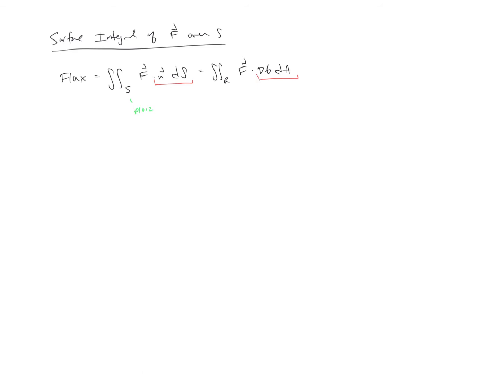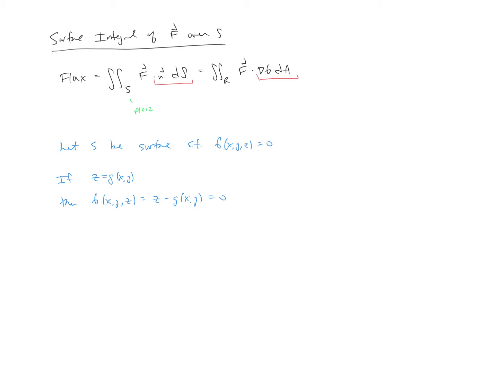All right, so to get this going, I'm going to let S be a surface such that capital G of x, y, z equals 0. So if z equals g of x, y, then our capital G of x, y, z is going to be z minus g of x, y equals 0.